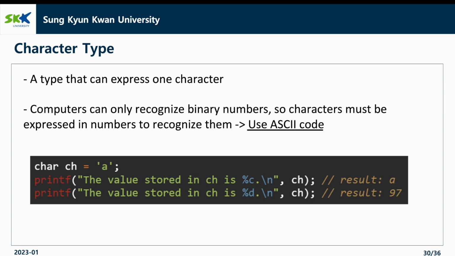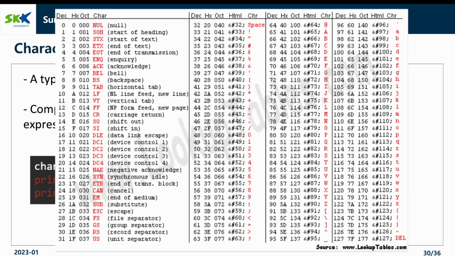The most commonly used of these encodings is ASCII. ASCII is a 7-bit character encoding scheme that uses alphabetic characters. The ASCII code represents a character in 7 bits, so it can represent a total of 128 characters.